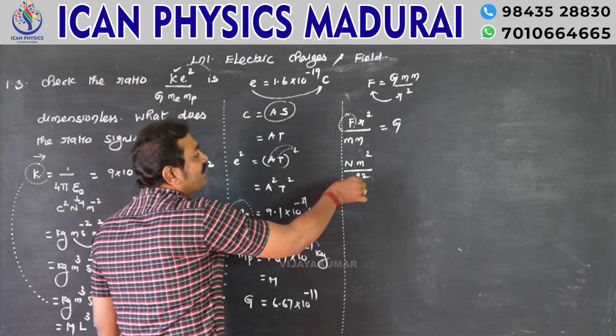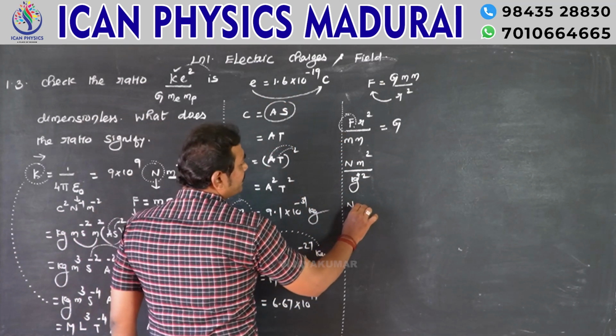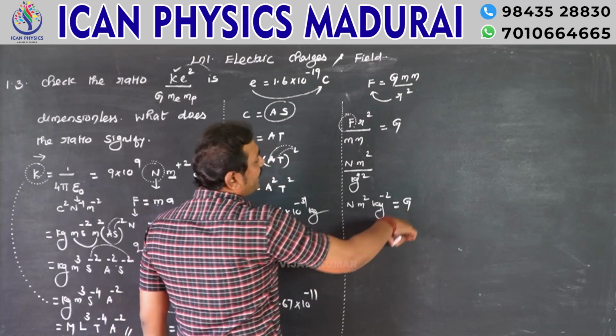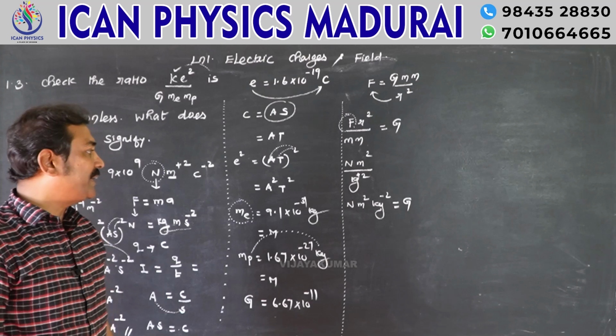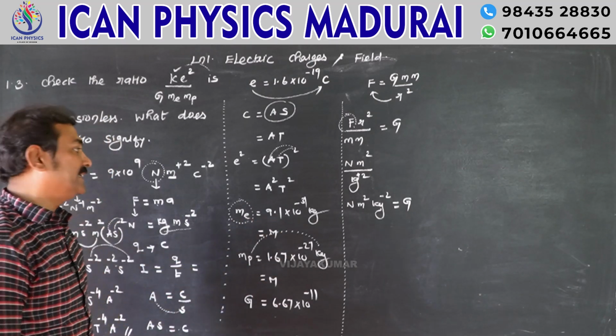Kilogram square. The power plus 2 goes to the numerator as minus 2. So Newton meter square per kilogram square is the equivalent unit of capital G. Okay. Now convert the unit into SI unit.